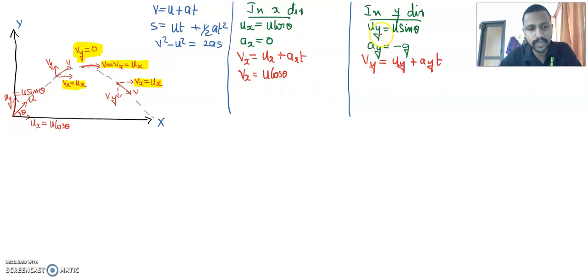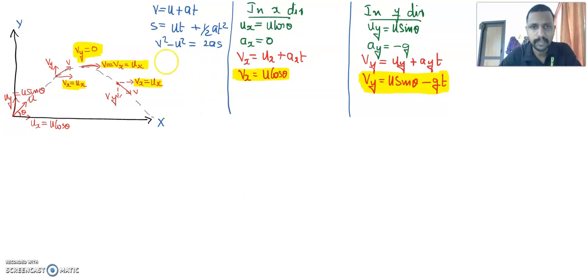In a similar manner, if I am substituting for Vy, we will get Vy is equal to u sin theta. The value of ay is minus g, therefore u sin theta minus gt. This is the equation for velocity in y direction. Now we have two equations: the final velocity in x direction and the final velocity in y direction.